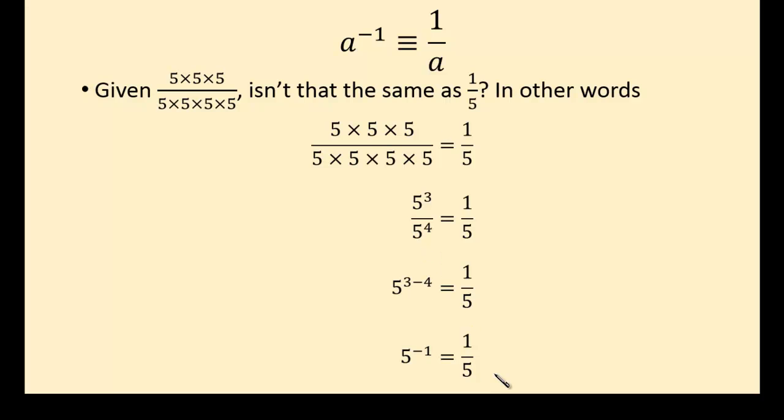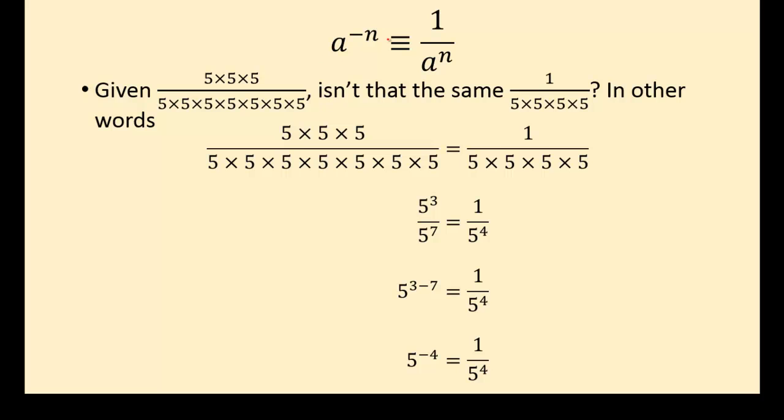Make sure you understand this, and this identity should be easy to remember. It should make sense. It's not arbitrary. Anything to the minus 1 power is the reciprocal of that number. 8 to the minus 1 is 1 over 8. 2/3 to the minus 1 is 3/2. 5/8 to the minus 1 is 8 over 5, and so on.